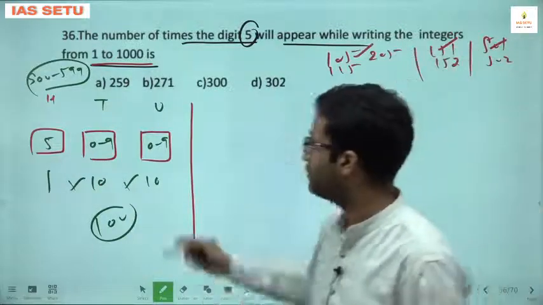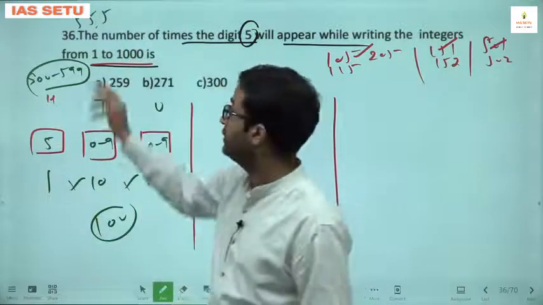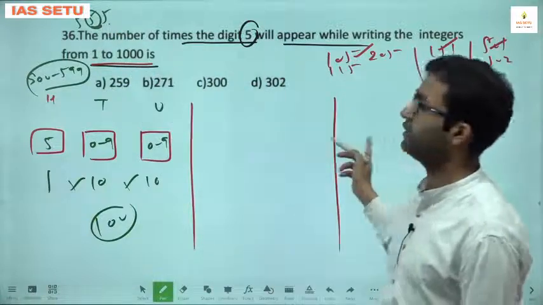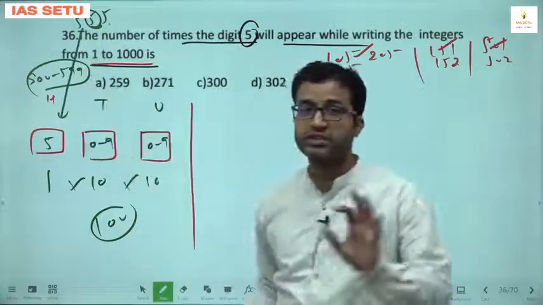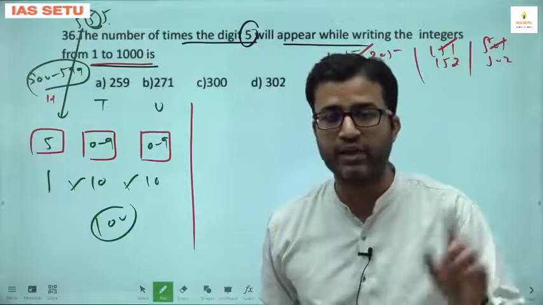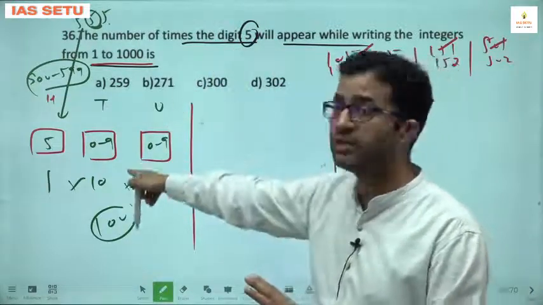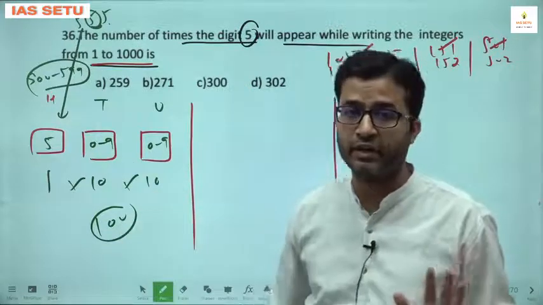Some students ask, sir, what about 555? Here 5 comes thrice. Wait, this 5 I will take care of here, this 5 I will take care of there. This is just for this 5. Just concentrate on where 5 is at the 100 place. We are not bothered about 5 at the 10 place or 5 at the unit place. That will be counted separately. Here 5 at the 100 place, total such numbers are 100, which are 500 to 599.